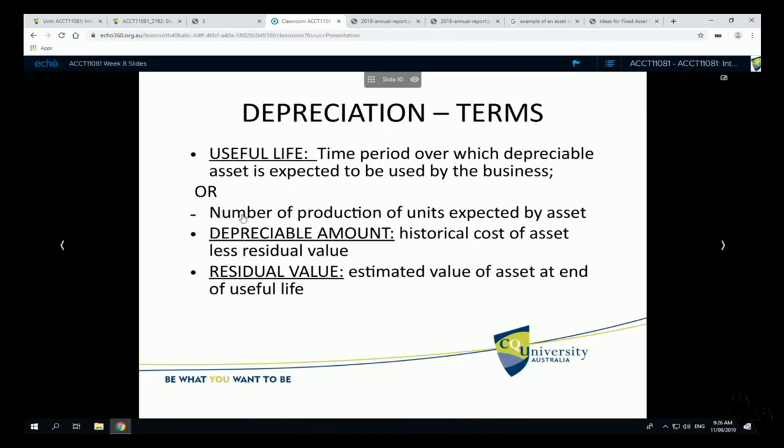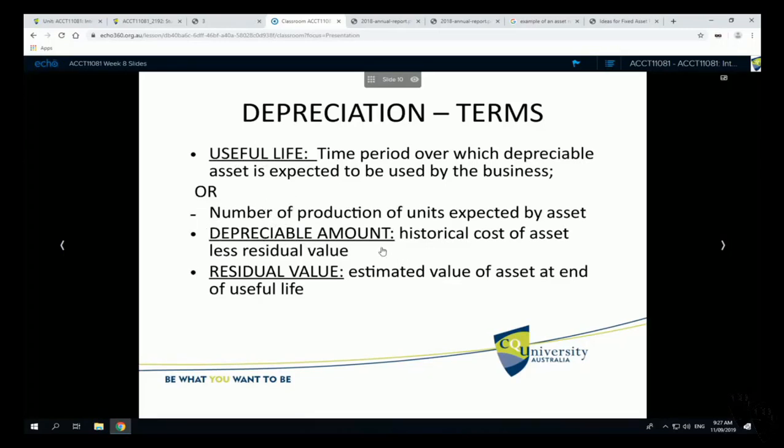We talk about useful life, and in one of the methods, units of production, we talk about the useful life being a number of production units expected to be generated by the asset. So again, a vehicle might be able to give 300,000 kilometres, but the business may only drive that vehicle up to 100,000 and then move it on. So the number of production units for the asset to be depreciated would be the 100,000 kilometres. So we look at the usefulness to the business in this first concept.